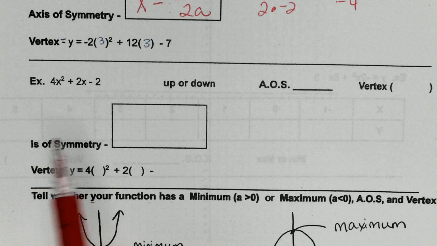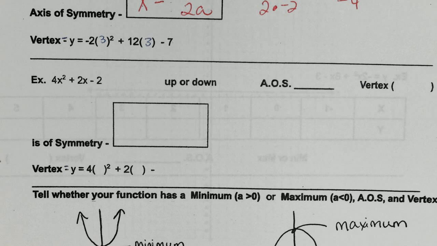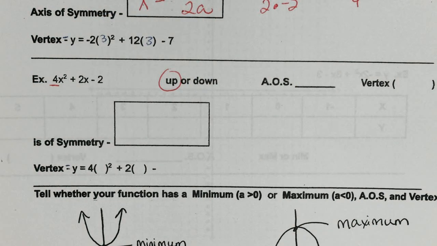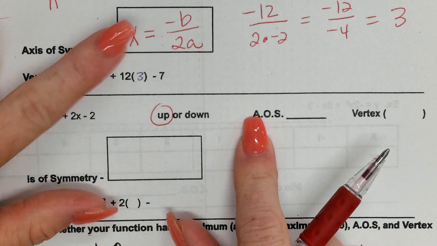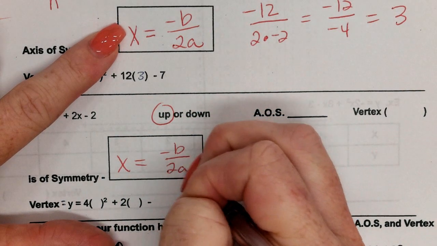I'm going to let you answer this one first on your own. Is it going to open up or down? All right, how does it open? Up. How did you know? Because the a is positive. Very good. All right, for the axis of symmetry, I'm going to let you do it on your own. You're going to use the axis of symmetry formula: x equals negative b over 2a.